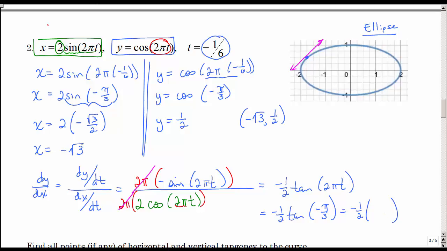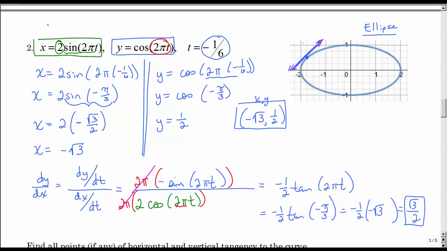Remember, tangent is sine over cosine. We're going to get negative square root of 3. So that's going to be positive square root of 3 over 2. So that is the slope of the tangent line at the point with x and y coordinate negative square root of 3, 1/2. And that does match my graph, making it a positive slope.